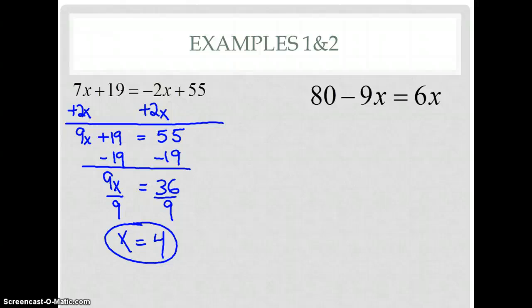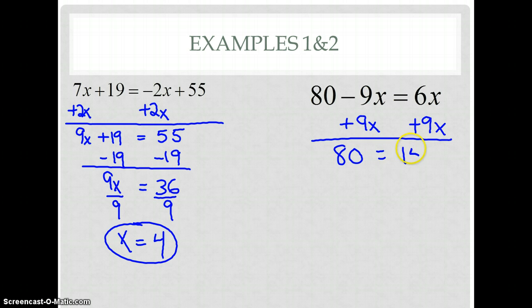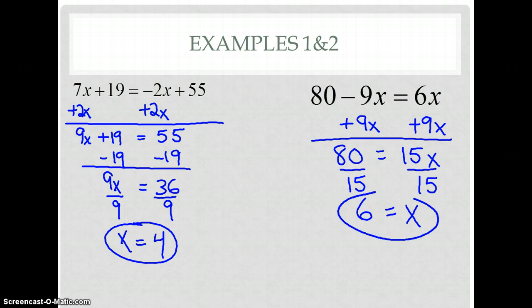Let's take a look here. Constant term and a variable term, and then a variable term by itself. So that makes me just want to add 9x. It'll help me be more efficient. I'll have 80 is equal to 15x. I could have subtracted 6x, but then I would have had a couple more steps than I would this way. This becomes a two-step equation. The inverse of multiplying by 15 is dividing by 15. 80 divided by 15 is 6, and that is equal to x as my final answer there.